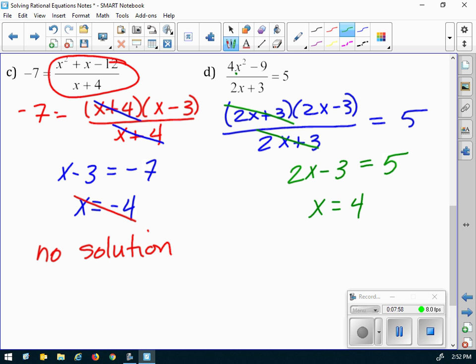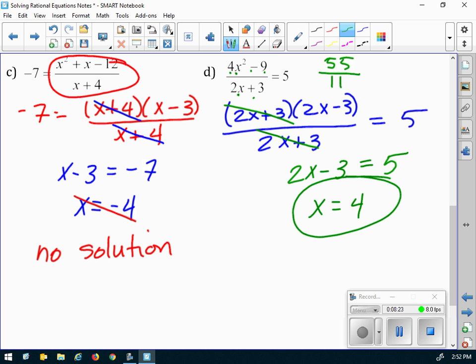16. 16 times 4, you have a calculator. 64. 64 minus 9. 55. If x is 4, 2 times 4 is 8, plus 3 is 11, and 55 divided by 11 is 5. There's your answer.